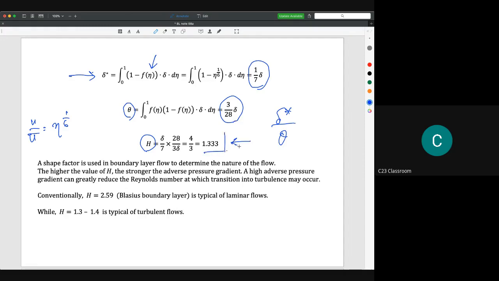So what is the meaning of this dimensionless item? It is a shape factor used in boundary layer flow to determine the nature of the flow. The higher the value of H, the stronger the adverse pressure gradient. A high adverse pressure gradient can greatly reduce the Reynolds number at which transition into turbulence may occur. Conventionally, H equals 2.59 for the Blasius boundary layer, which is typical of laminar flows, but if your H is 1.3 to 1.4, it is typical of turbulent flows.